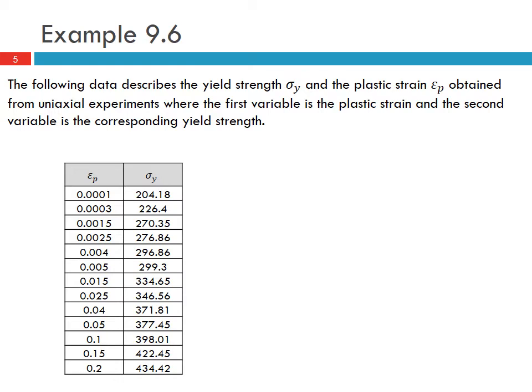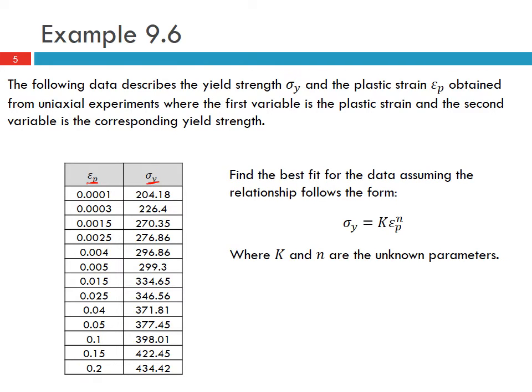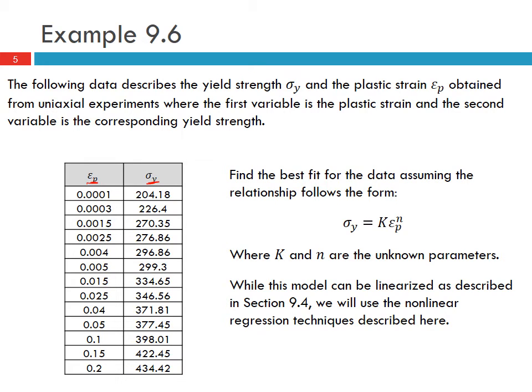So let's look at an example. The following data represents the yield strength sigma y and the plastic strain epsilon p obtained from uniaxial experiments, where the first variable is the plastic strain, as shown here, and the second variable is the corresponding yield strength, shown here. We want to find the best fit for the data, assuming the relationship follows the form sigma y is equal to k times epsilon p to the power of n, where k and n are the unknown parameters. While this model can be linearized as described in section 9.4, we will use the nonlinear regression techniques described here.